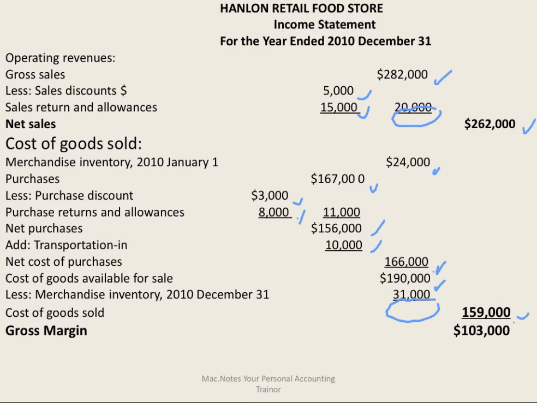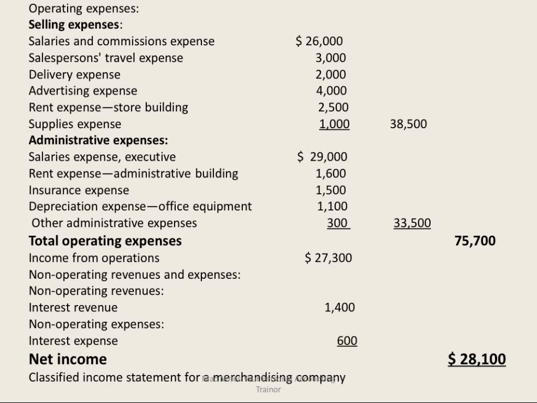Now, we subtract the cost of the items sold from the selling price, and we get what's called a gross margin. From the gross margin, we subtract operating expenses. Those operating expenses have two categories, selling and admin. Now we list the selling expenses: salaries, salesperson travel, delivery expense, advertising, and so on, in any particular order, and we get selling costs of $38,500.